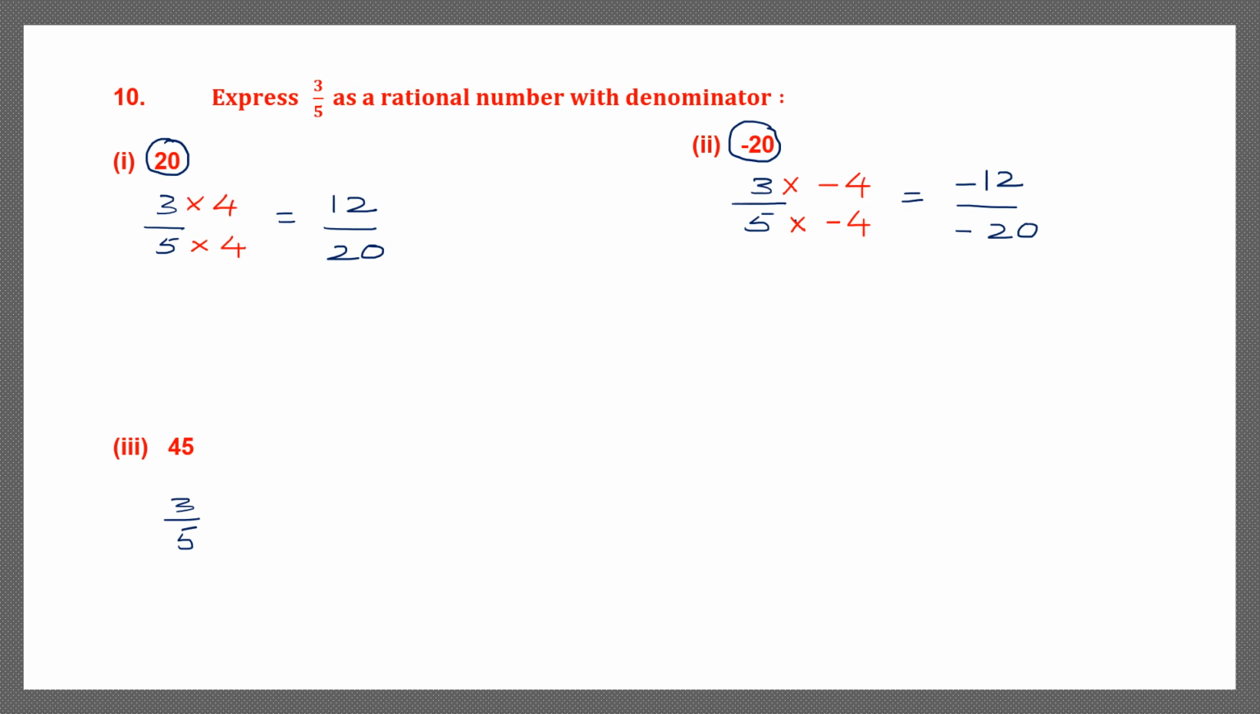Denominator is 5. If we have to make it 45, we have to multiply this by 9. Multiply both by 9. Now what do we have? 3 nines are 27. 5 nines are 45. So we have expressed 3 by 5 as a rational number with denominator 45, and we got 27 by 45.